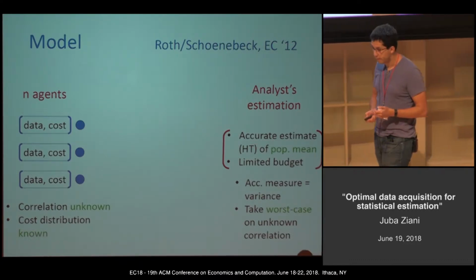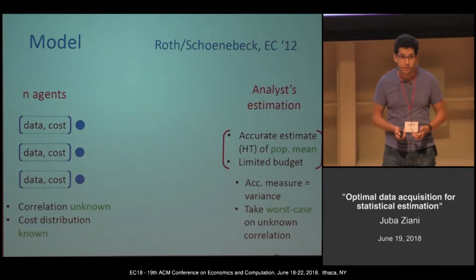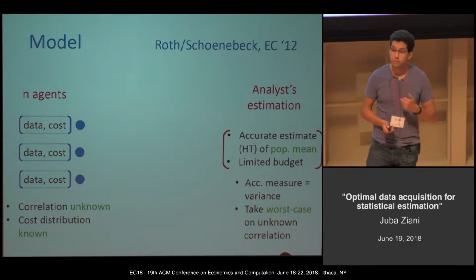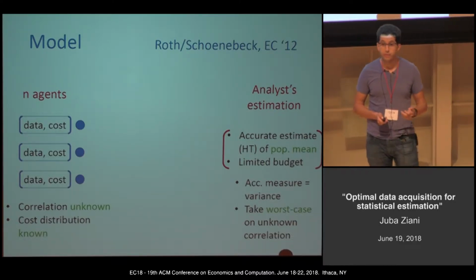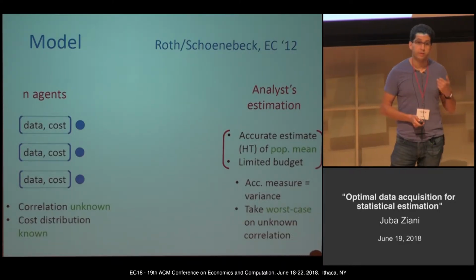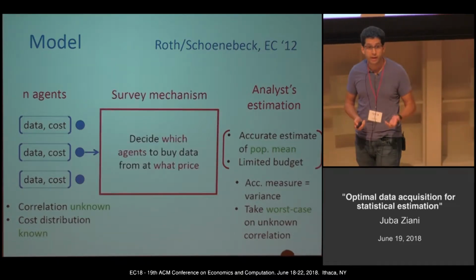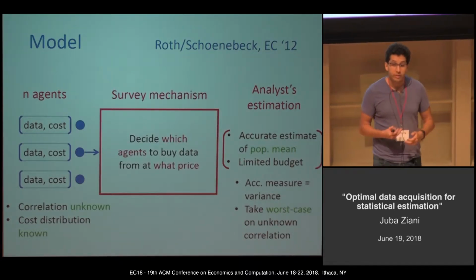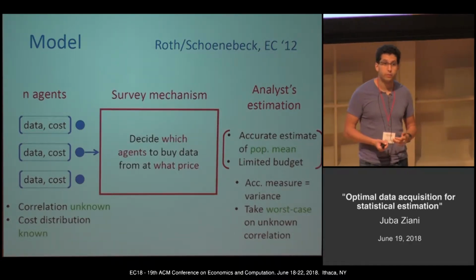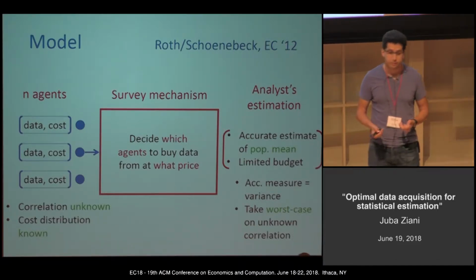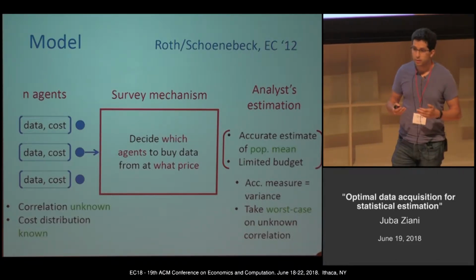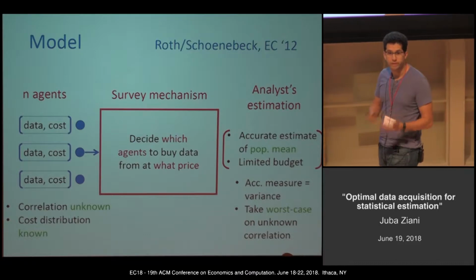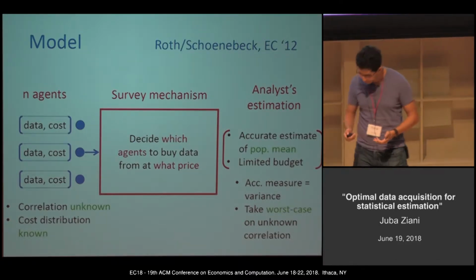And the analyst has a limited budget, so the analyst is not going to be able to buy every data point from every agent. So what he's going to do is run a survey mechanism that is going to decide which agents to buy data from and at what price. And the problem in this paper is to design this survey mechanism.